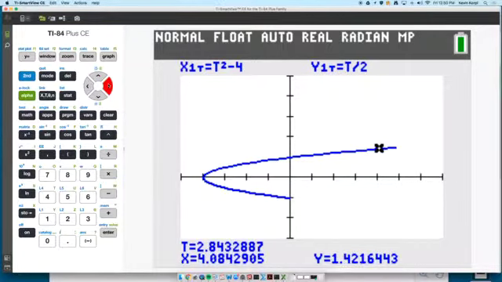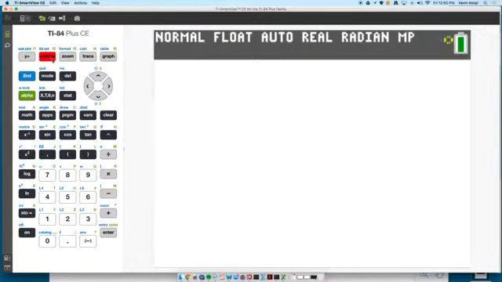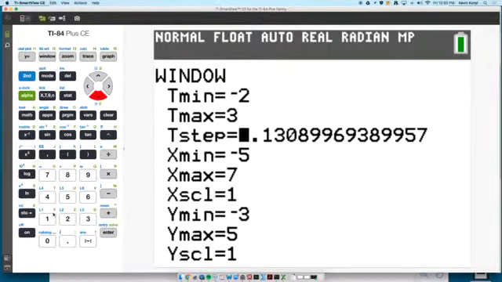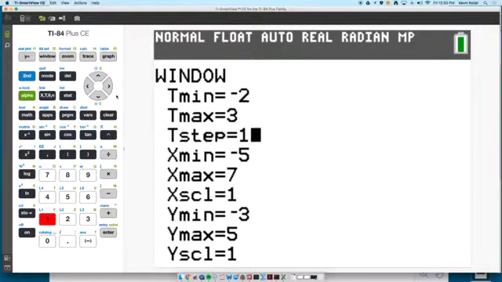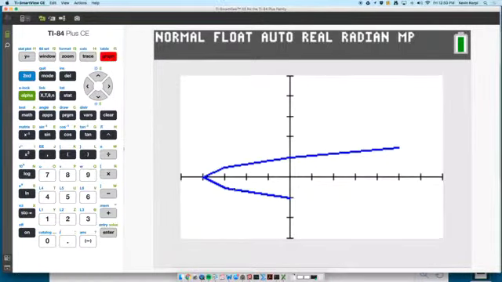But it computed every 0.1 whatever. So here's what you want to do if you want to see it traced out. Let's do a couple things. Let's go back to the window. If you change your t step to, let's say, 1, look what happens. It's going to trace out faster, but notice, does it look as curvy anymore?